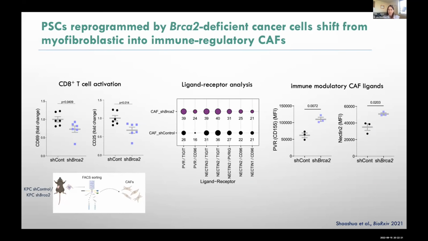To validate that, we used flow cytometry, and we found that both PVR and Nectin-2, which are the modulatory ligands on the CAFs, are indeed higher in these CAFs.